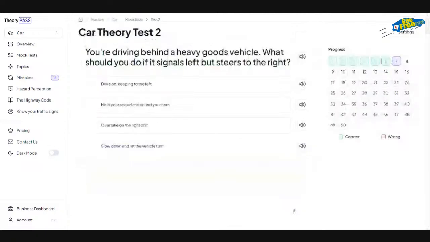So far, so good. I'm not going to read all of them. You're driving behind a heavy goods vehicle. What should you do if it signals left but steers to the right? Drive on, keeping to the left. Hold your speed and sound your horn. Overtake on the right of it. Slow down and let the vehicle turn.